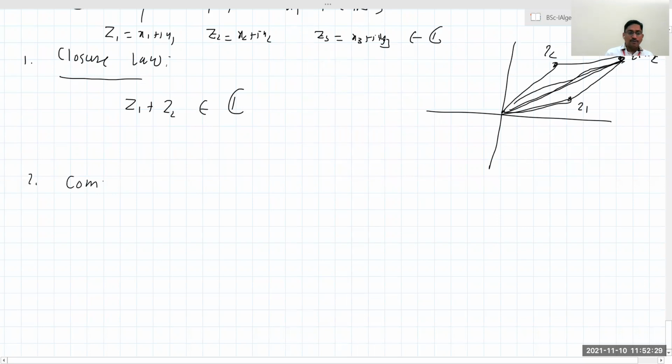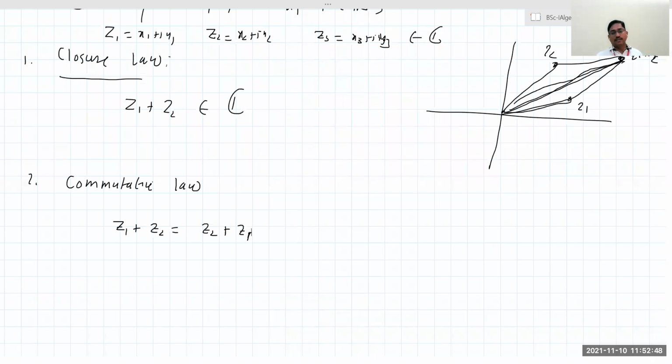Second, the commutative law. What do you mean by the commutative law? If Z1 and Z2 are added like this, somebody may write Z2 first and Z1 later. The addition is always the same. The addition is commutative, like 3 plus 4 is nothing but 4 plus 3 in the set of natural numbers. So here the commutative law of addition holds: Z1 plus Z2 is nothing but Z2 plus Z1. That is called the commutative law.